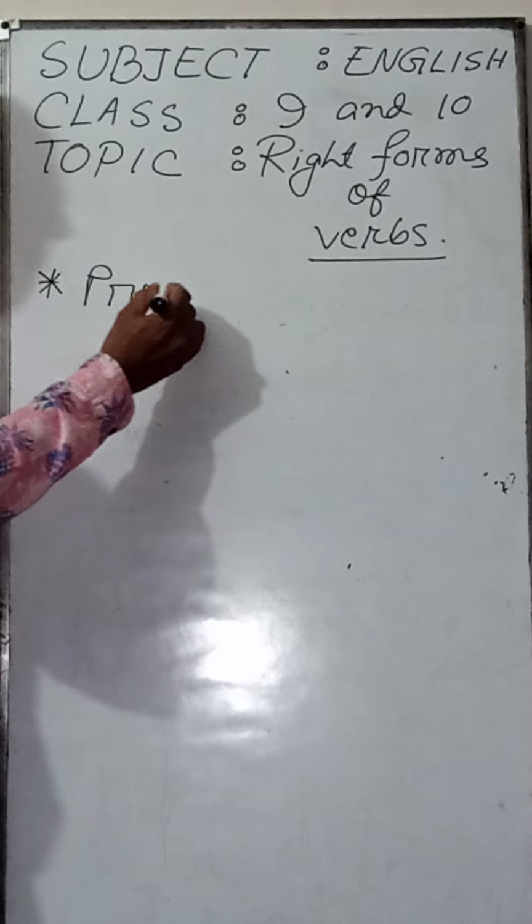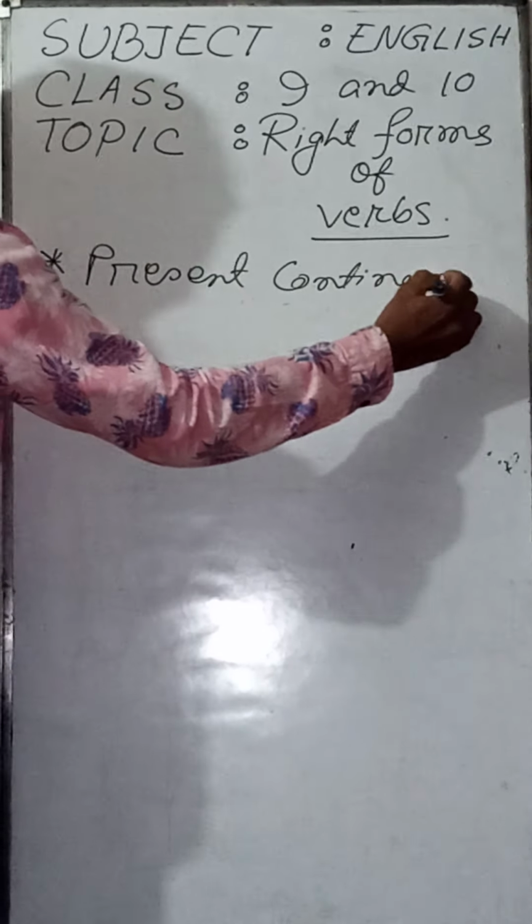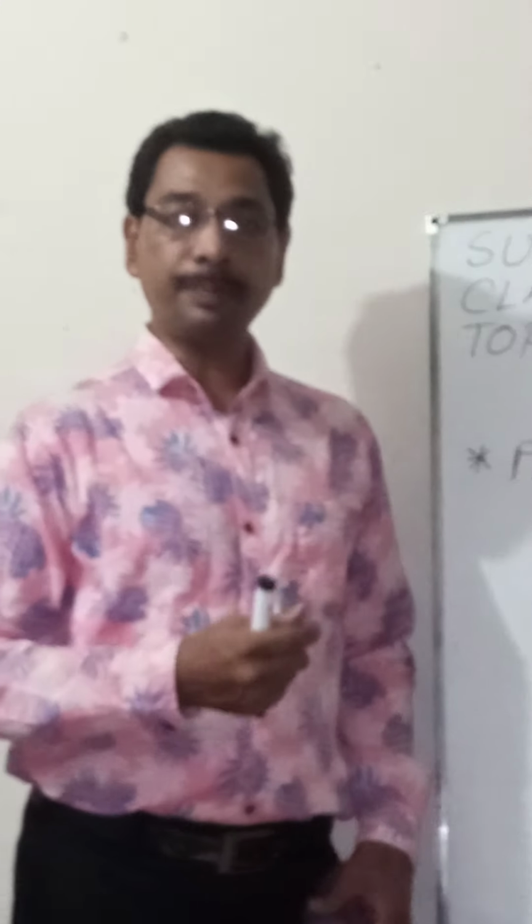Present continuous. What do you mean by present continuous? Present continuous means the work is going on. For example, I am teaching. The teaching is going on. You are watching. Watching is going on. The work which is going on is called present continuous tense.